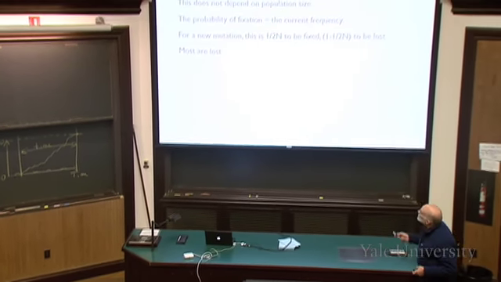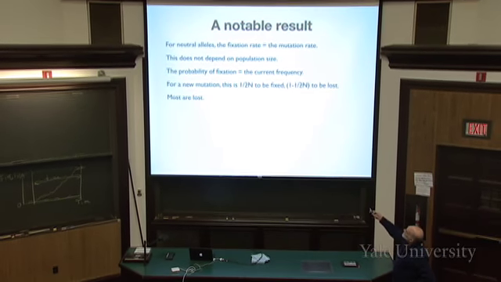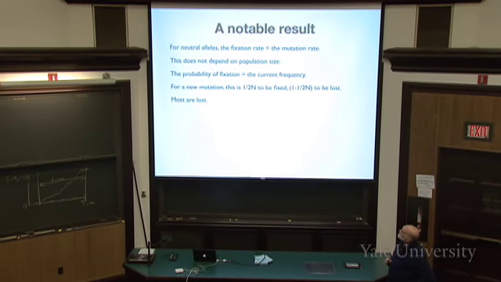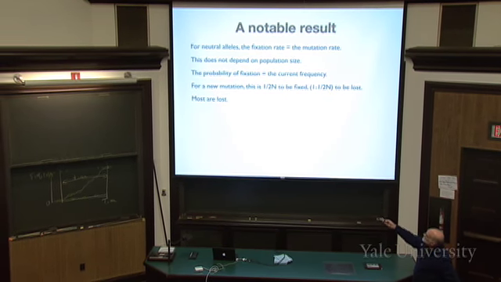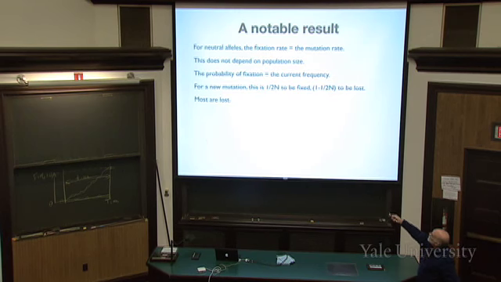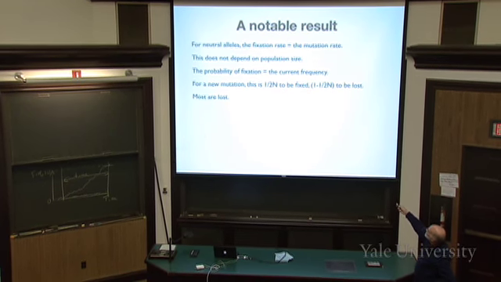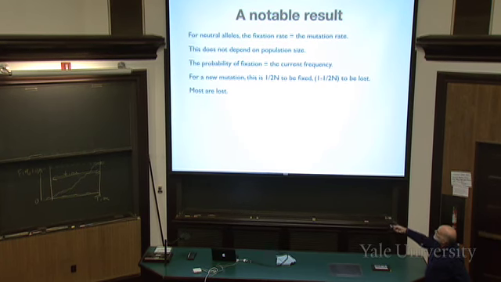Now, for a neutral allele, like the one that I've been sketching there, the fixation rate is just equal to the mutation rate. That doesn't depend on population size. The probability of fixation, as I said, is equal to the current frequency. For a new mutation, one of these down here right at the beginning, that's 1 over 2N to be fixed and 1 minus 1 over 2N to be lost. That means that most of them are lost. N is the population size, and N is a big number.